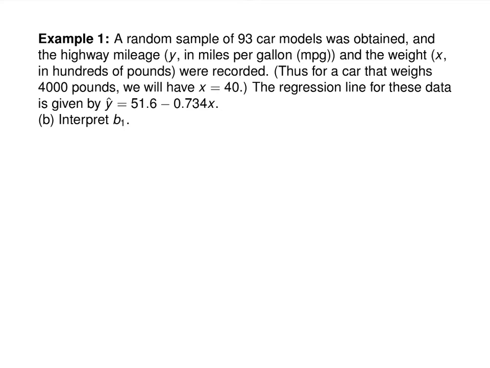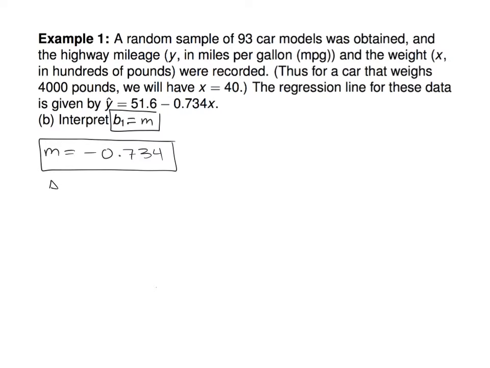Okay, next let's interpret B1. Now you have to recall that B1 is actually the slope. So remember, slope is with the X, so the slope is this negative 0.734. So m equals negative 0.734. And recall that slope is change in Y over change in X. Now change in Y is MPG. Change in X is hundreds of pounds.